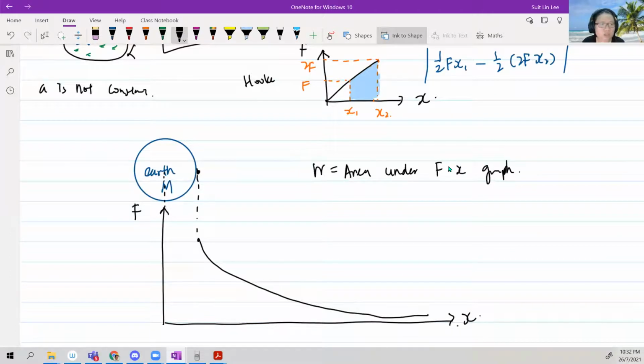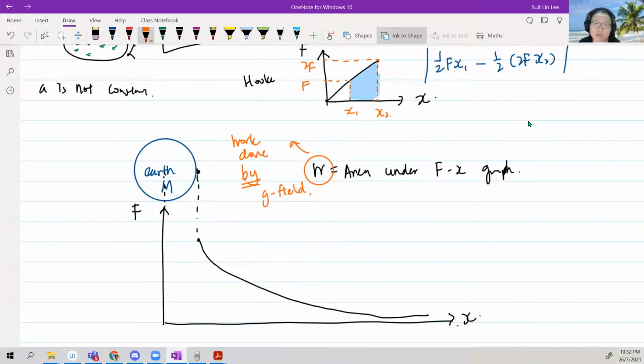But now we need to be able to quantify what this work done is. And when I say quantify, what I mean here is this W, this one, is work done by the gravitational field.